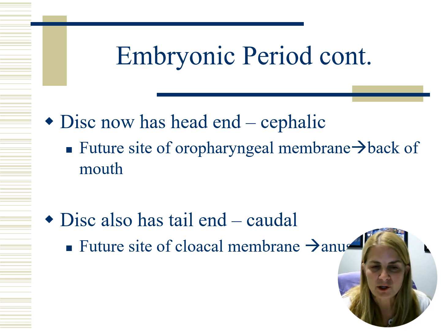Now our trilaminar disc has a head end or cephalic end, and then it has a tail end or a caudal end. The cephalic end is going to be where the future site of the oropharyngeal membrane is, so the back of the throat or the back of the mouth. And then the caudal end is the future site of the cloacal membrane, which is where the anus or rectum area would be.